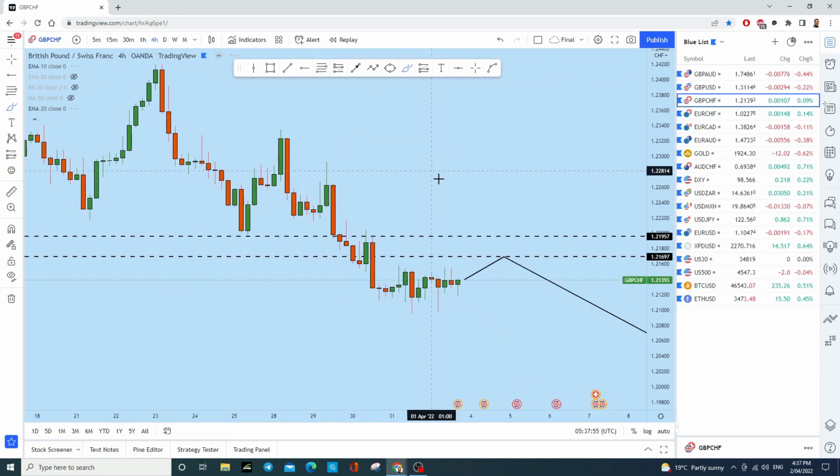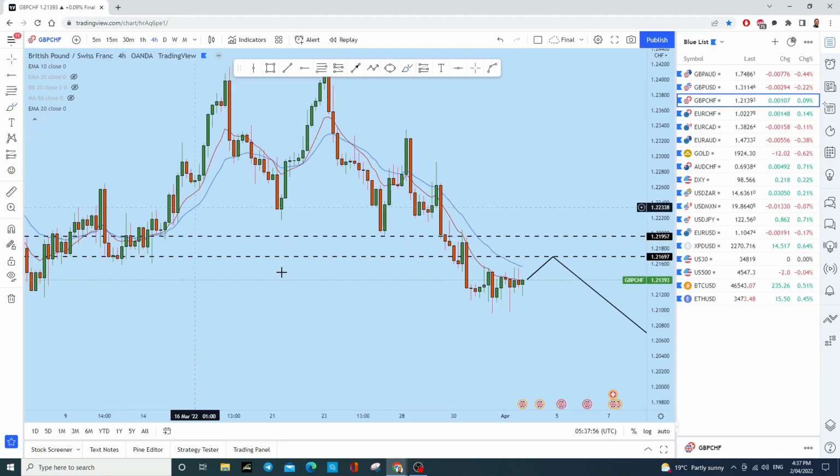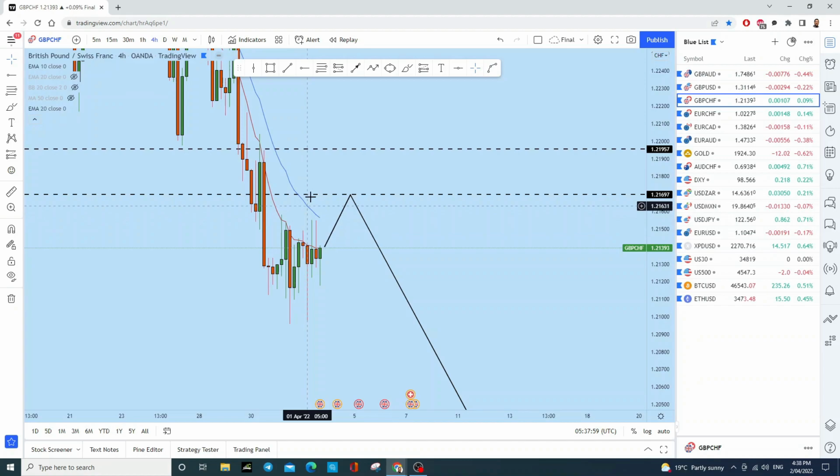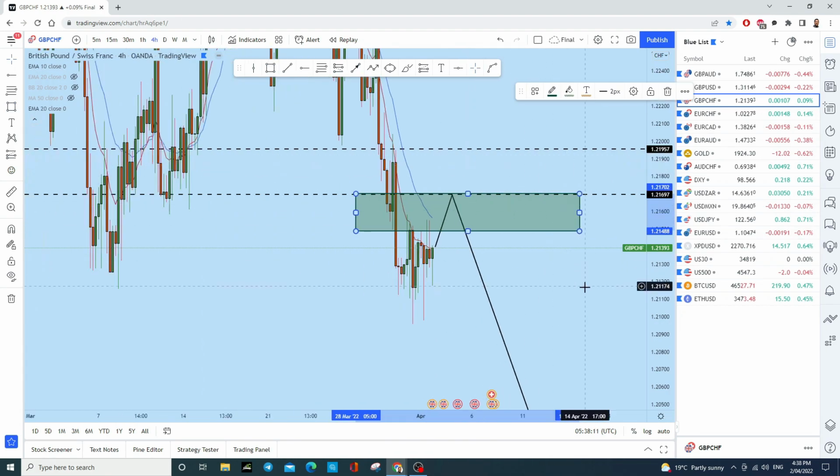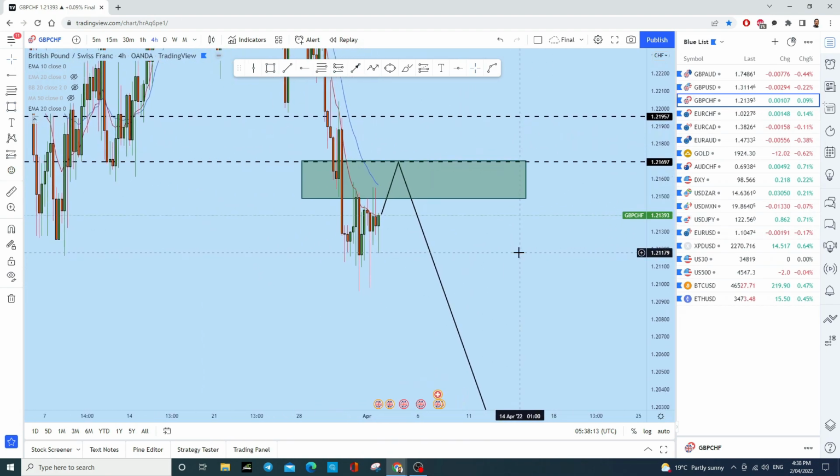Let's see 4 hour. Now on the 4 hour, we saw that at this level also, there is a 20 period moving average, and also there is a resistance here with this long wick. So from this zone, let me draw this zone. From this zone we will be waiting for a shorting opportunity with GBPCHF.